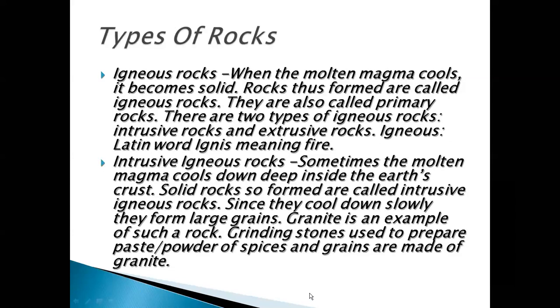The first type of rock is igneous rock. So in igneous rock, what happens? The molten magma cools down and becomes solid. This type of formation of rock is known as igneous rock. They are also called primary rocks. It has two types, intrusive and extrusive.